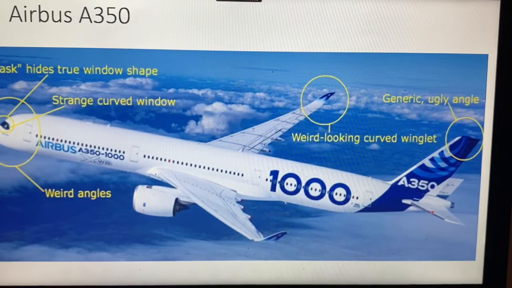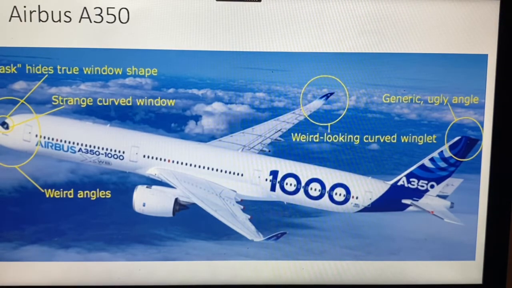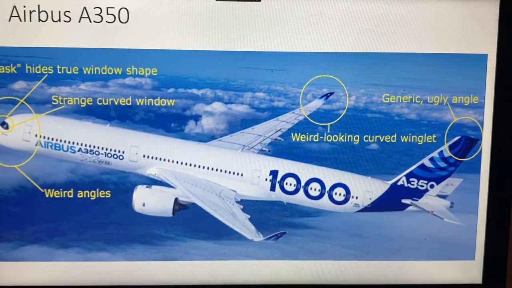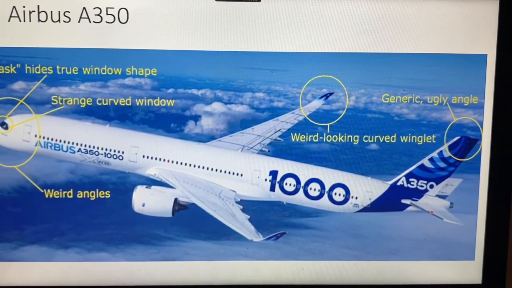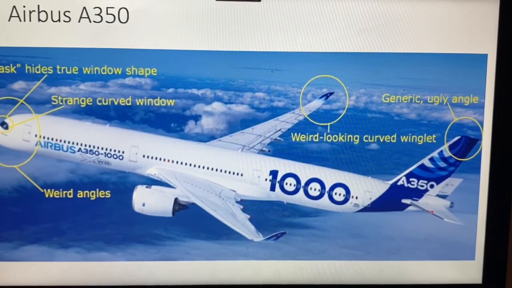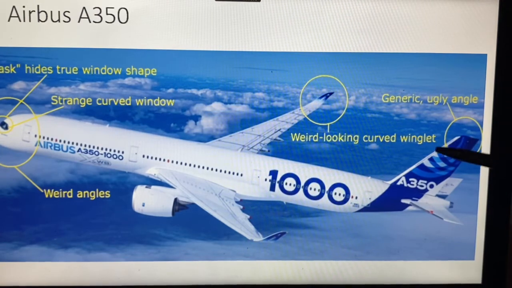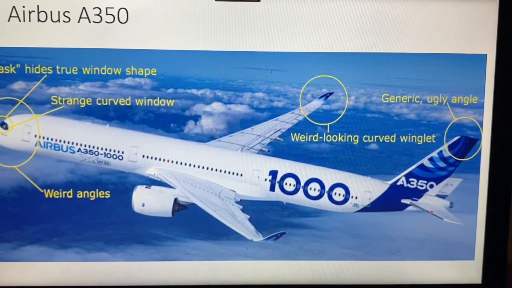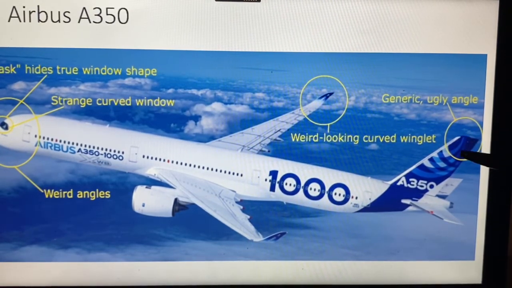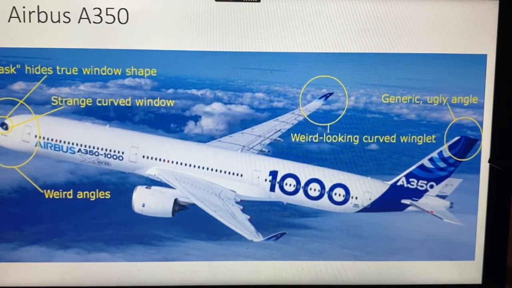The mask, which is the single window, sort of hides the true window shape. It's a darkish shade at the front, and it's hard to see that. That should give you a really good indication that this is an Airbus 350, either a 900 or 1000. Generic, very ugly sort of Airbus tail. There's nothing special, no sleekness about it. I don't say it ugly in a negative way, but it's just what it is.